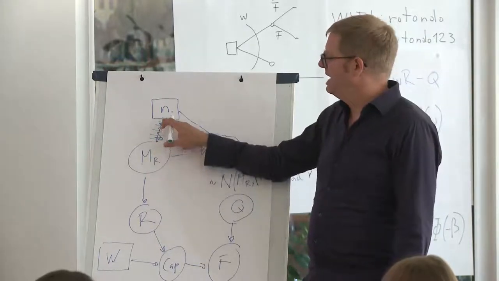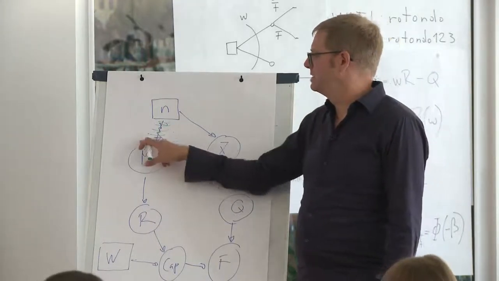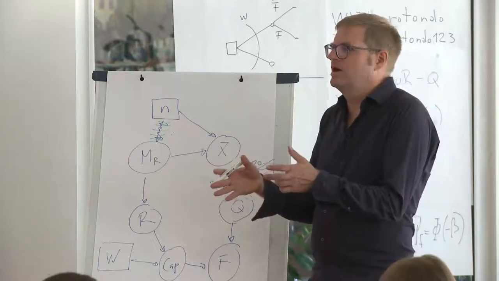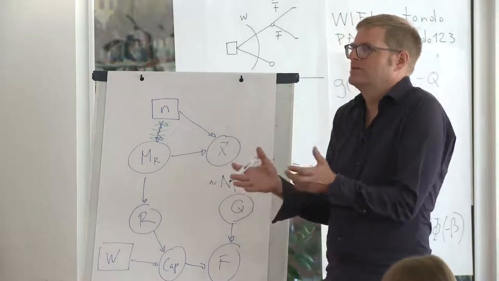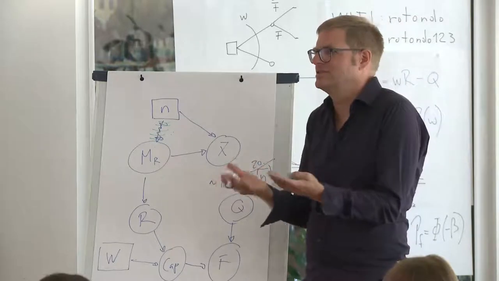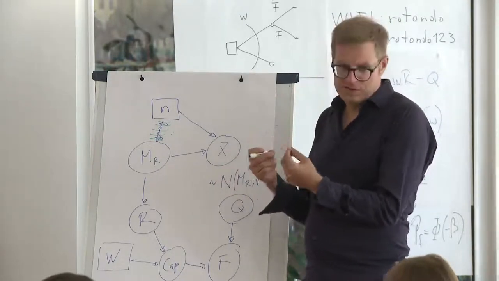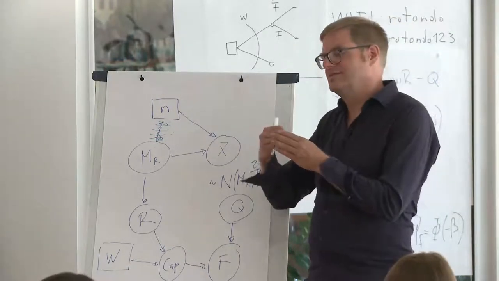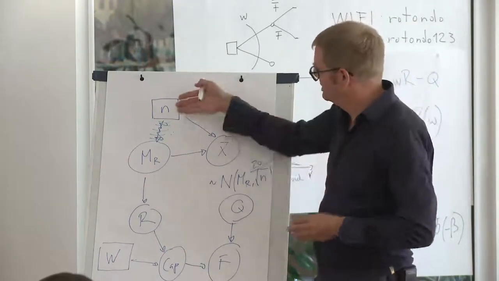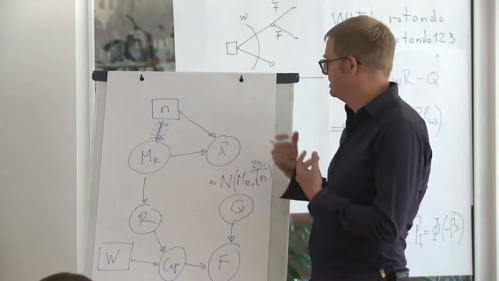But if I would have a link here, it would imply that the actual mean value of R would depend somehow on the test, and the test does not change it. It changes our knowledge about it. But we have to be careful. These arrows don't represent our knowledge. Our knowledge is represented by the probability distributions.